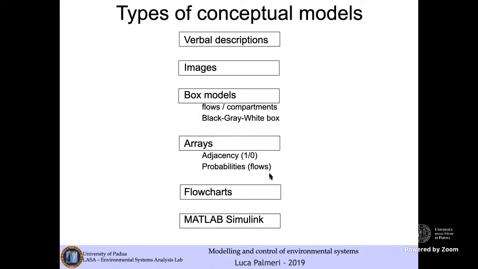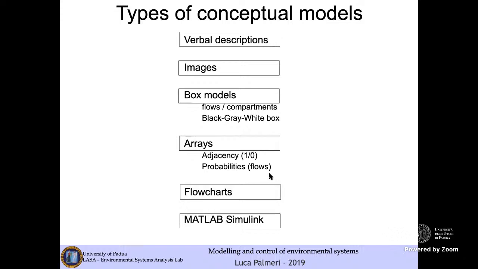And then if I want to translate this conceptualization into mathematical terms, I shall find an adequate mathematical description. Typically, in this case, we may employ arrays. As we will see today, we will introduce the adjacency matrix, which is an array describing which state variables or forcing functions are interacting with whom.